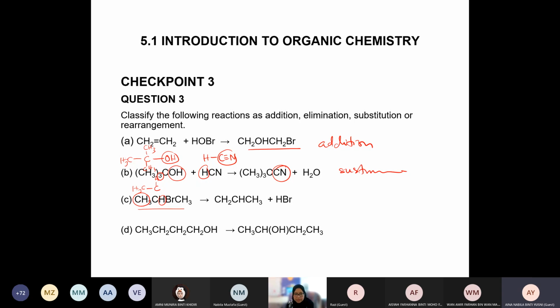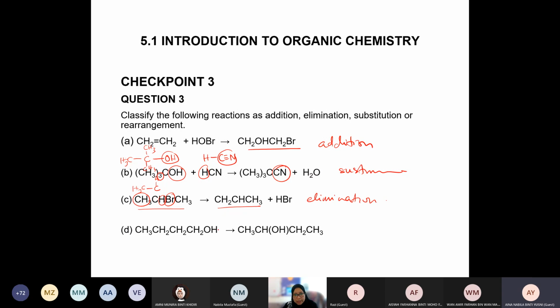Addition, elimination. This is elimination, very obvious one. Okay, this is elimination because initially we have Br in the molecule, then you don't have it in the product. You don't have it in the product. Okay, you can expand it too, but the key is to check. If it's elimination, that means initially we have it, then after we don't have it anymore. So it's elimination.